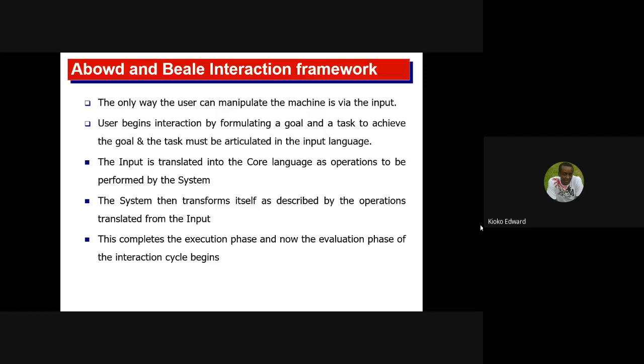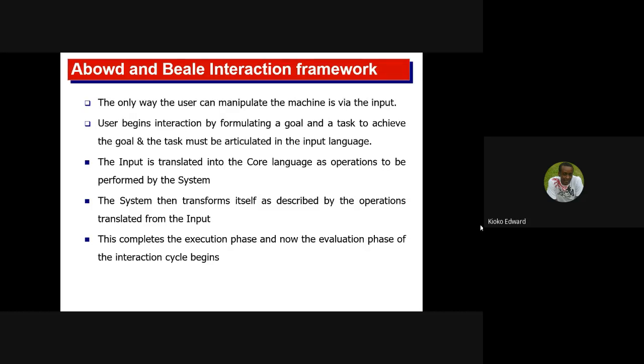Once that has been done, then we can say execution is now complete, and we can now begin the evaluation phase of the interaction. As I said, the first two transitions, the articulation and also what we are calling the performance, those two translations will enable us to execute the operations on the system.